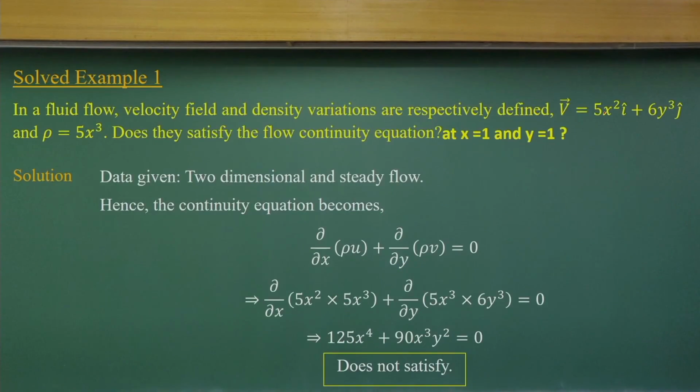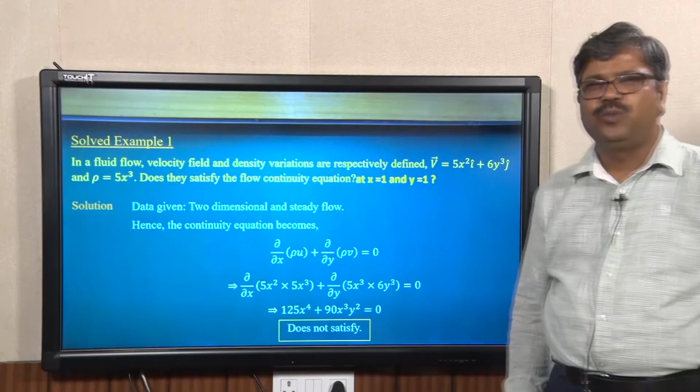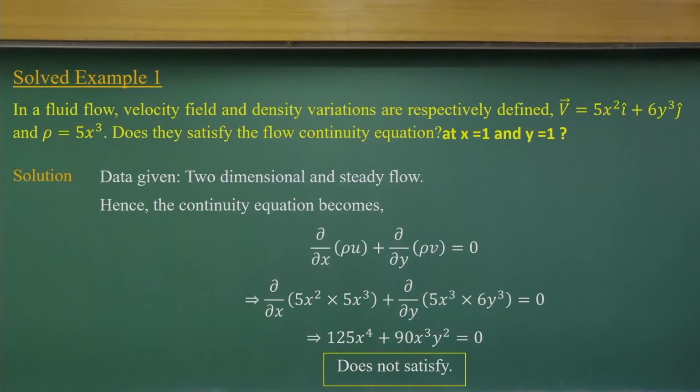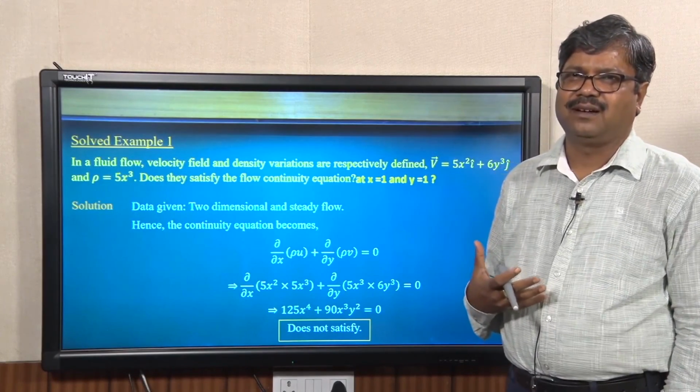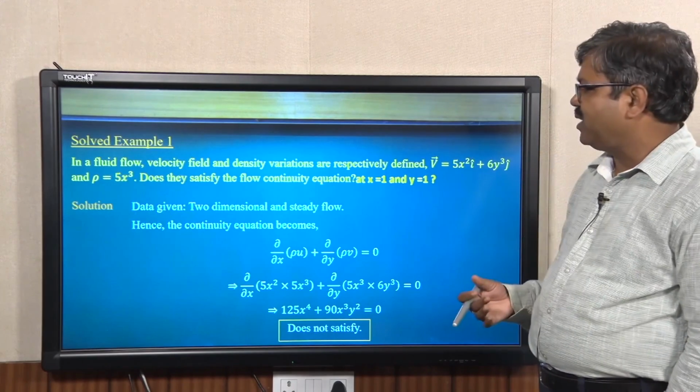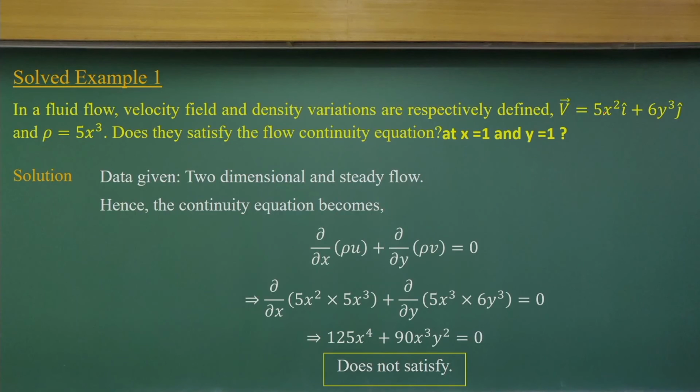Looking back before concluding, I want to give a few examples, just to give you confidence in how we find the velocity fields when we solve these problems. For example, in example 1 in fluid flow, you have a velocity field and a density field, given as velocity vectors and density as a function of space. Does it satisfy the flow continuity equation at x equal to 1 and y equal to 1? This is simple, since only x and y are there; time is not there.